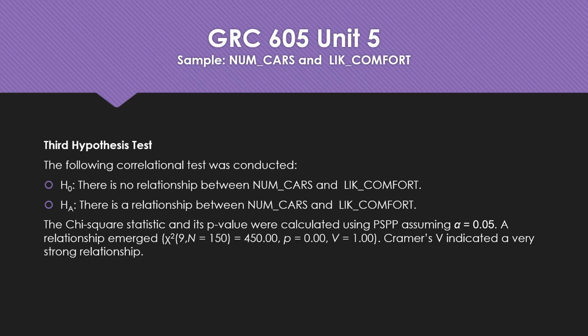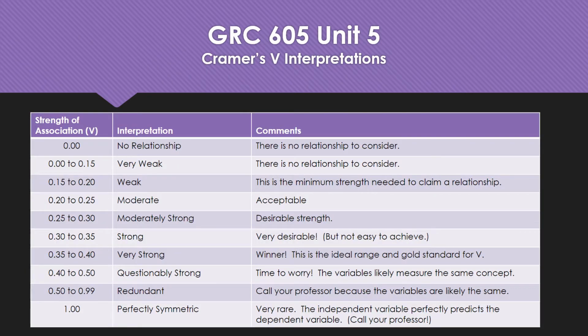In this test, in order to determine that strong relationship, we'll look at our next slide, which is the Cramer's V interpretations. As you can see on this interpretations chart, if you follow the left column, and as the numbers grow, we find 1.00, and directly across from it, it tells us that it's perfectly symmetric.